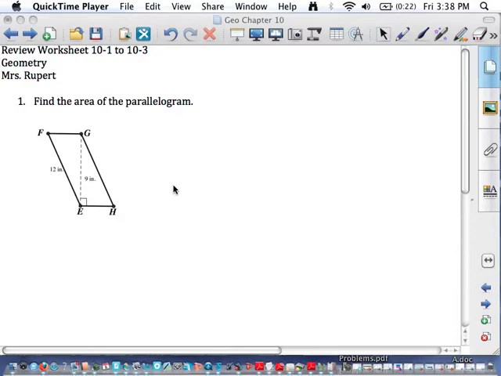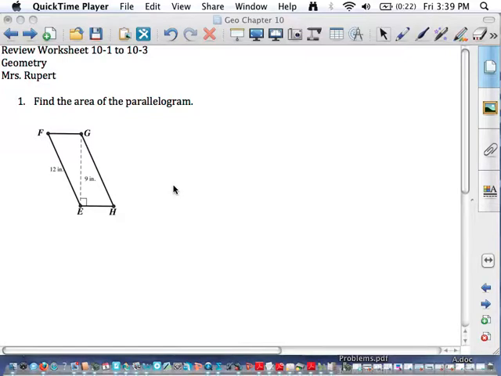Okay, let's take a look at the quiz 10.1 to 10.3 review worksheet. See if we can come up with some strategies for solving these problems for the quiz. When you look at this quiz and you read the question, identify the name of the figure, the formula that you'll use, and the information that you need.